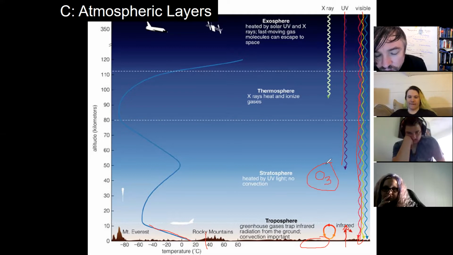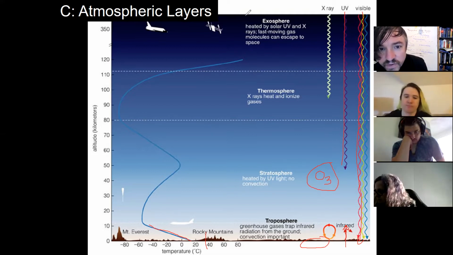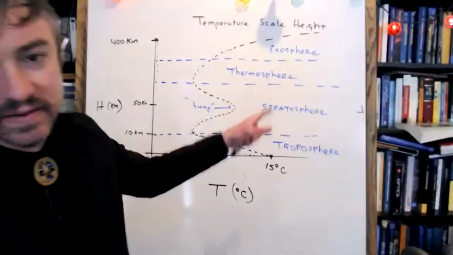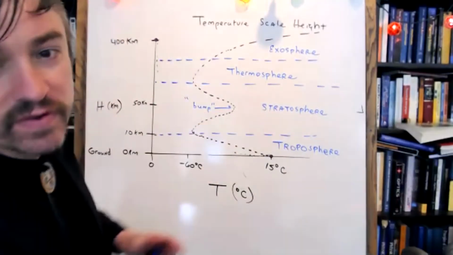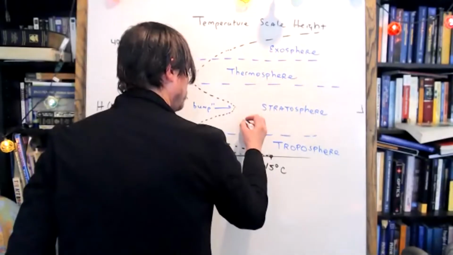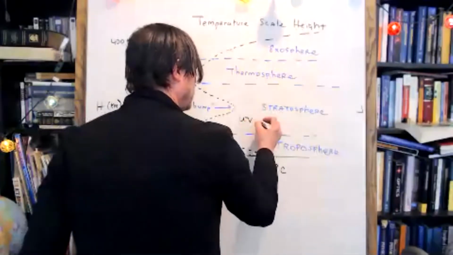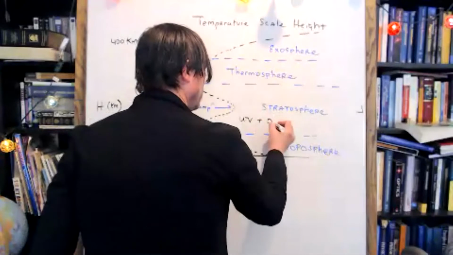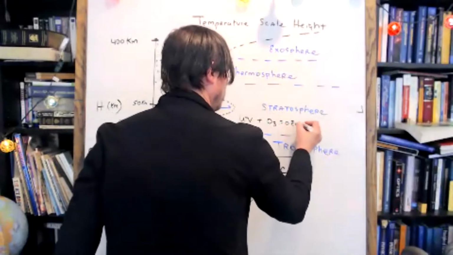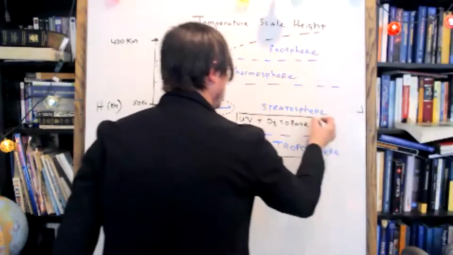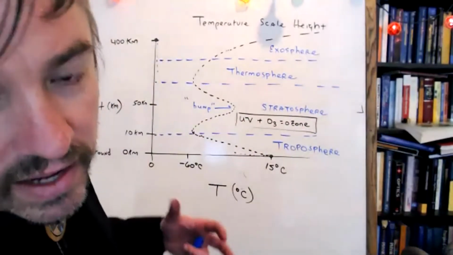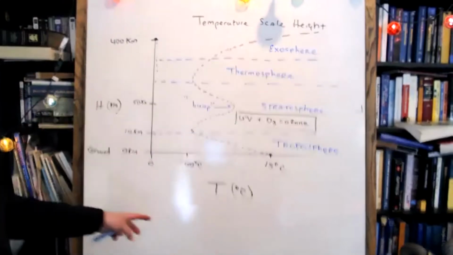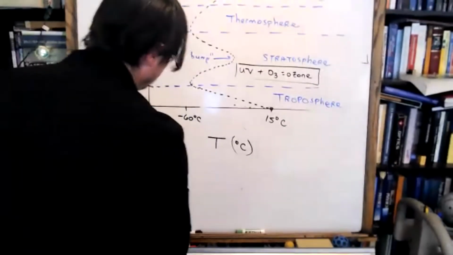Ozone, or O3, is a triatomic molecule, and it's super, super good at absorbing ultraviolet light. So we can make a note that the stratosphere is being heated up by ultraviolet photons plus O3, or ozone. Ozone acts like a kind of living shield that blocks ultraviolet photons. And let's draw a little picture down here of the interaction.